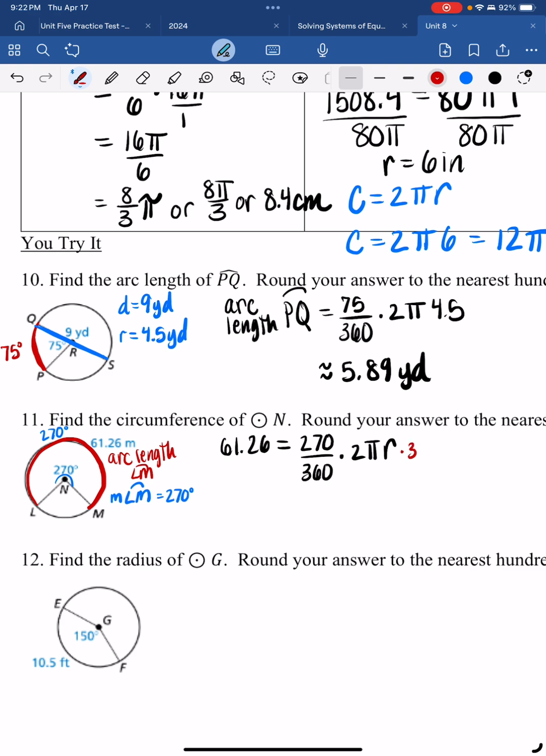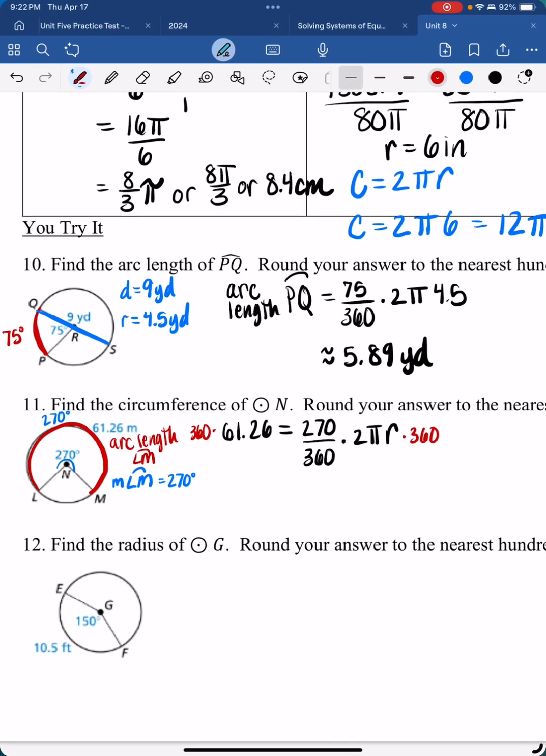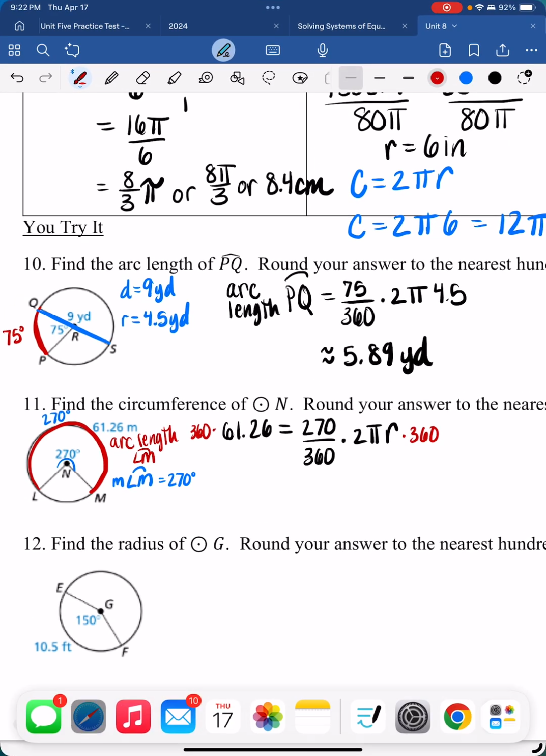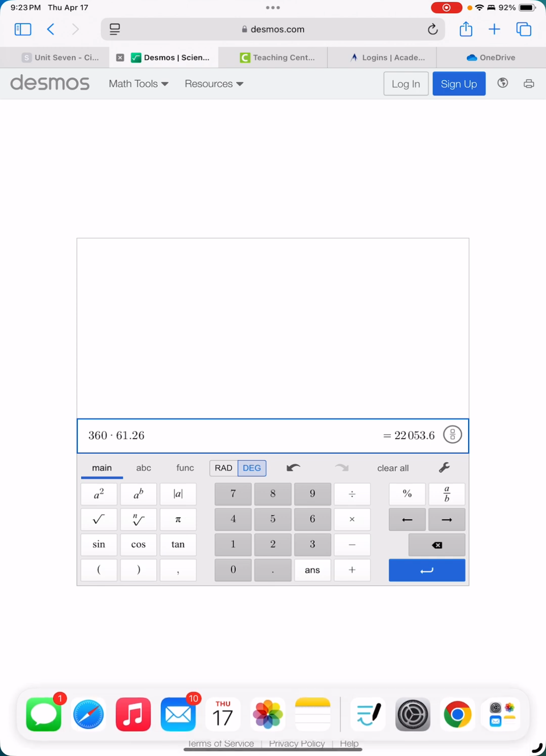We're going to multiply by 360 to clear our fraction. So we'll have 360 times 61.26. 360 times 61.26 is going to give us 22,053.6.